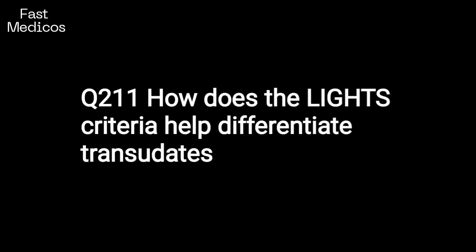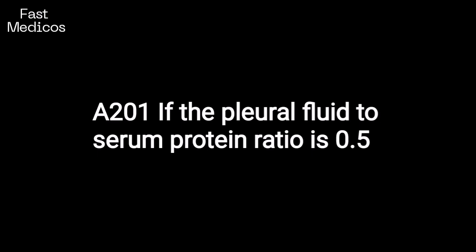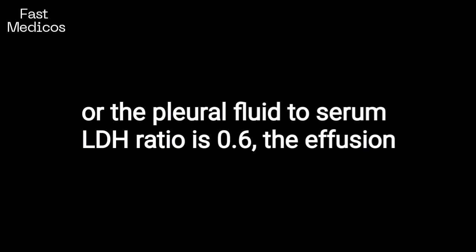Q201. How does the Light's criteria help differentiate transudates from exudates? A201. If the pleural fluid to serum protein ratio is greater than 0.5 or the pleural fluid to serum LDH ratio is greater than 0.6, the effusion is classified as an exudate.